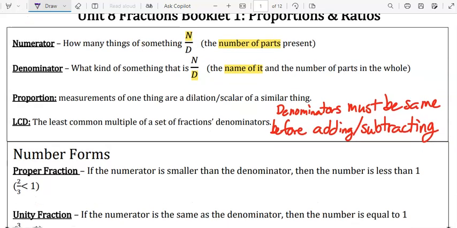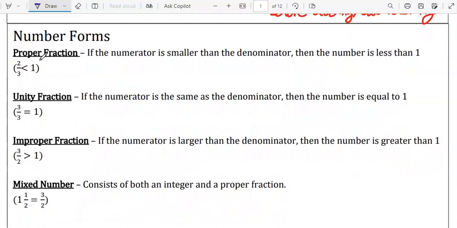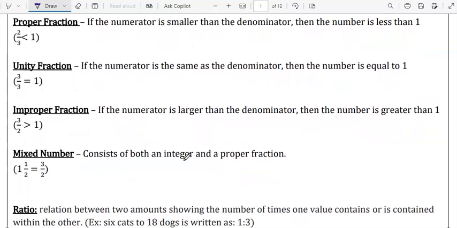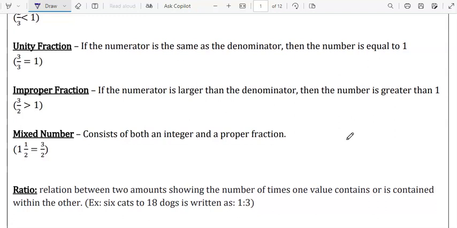We have different number forms. Proper fractions: if the numerator is smaller than the denominator, then the number is less than 1. Unity fraction: if the numerator is the same as the denominator, then the number is equal to 1. Improper fraction: if the numerator is larger than the denominator, then the number is greater than 1. Mixed number consists of both an integer and a proper fraction.